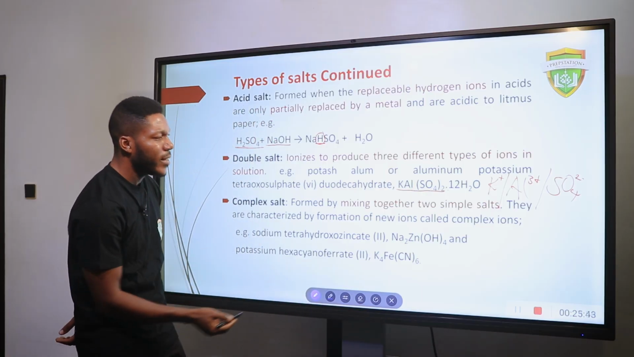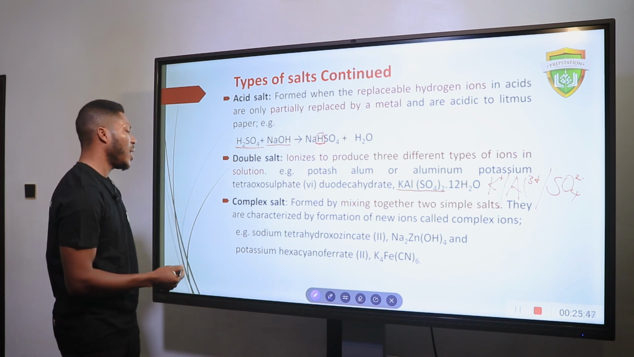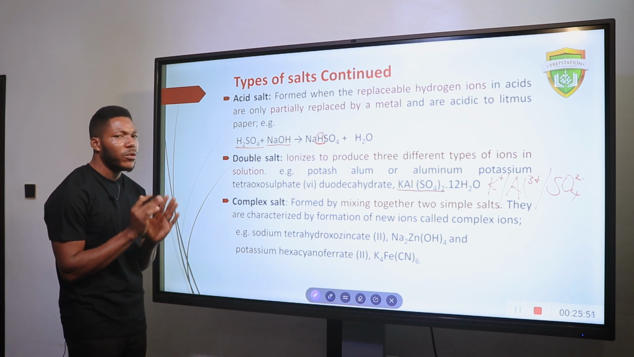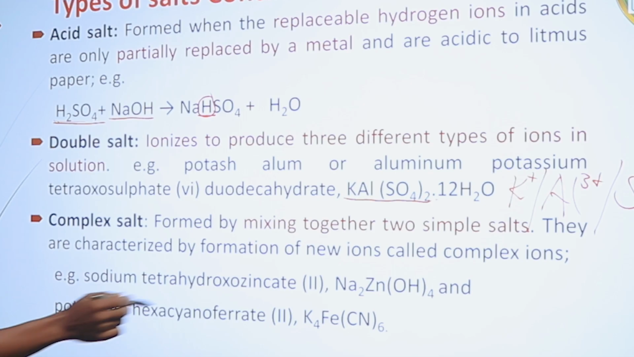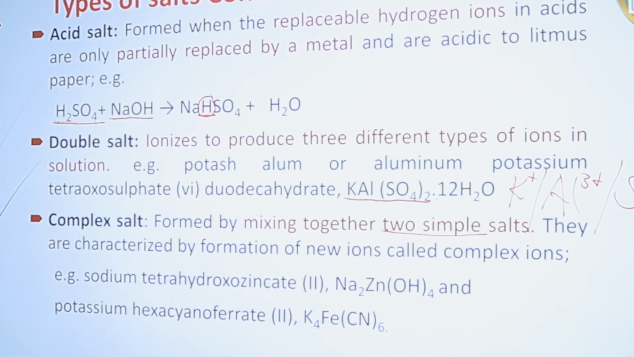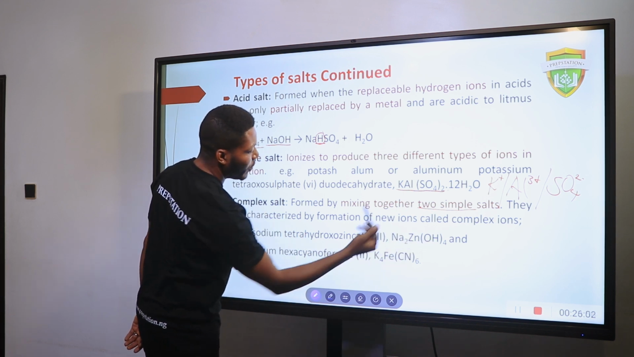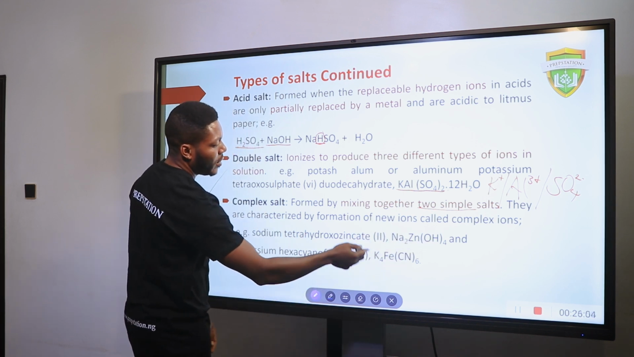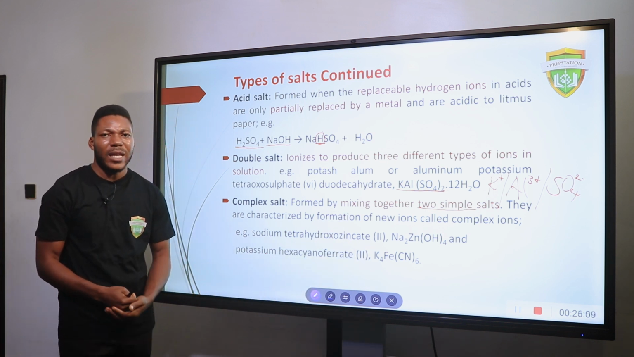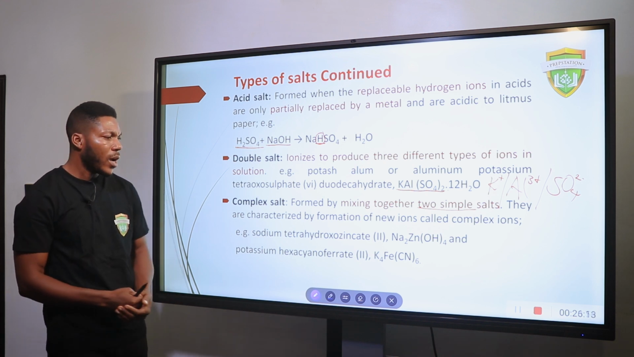Three ions are present in one compound when they dissociate in water. Then the last one is a complex salt. When you mix two simple salts together, what you have is a complex salt. For example, you have Na2Zn(OH)4, K4Fe(CN)6, and so on and so forth. So those are the five basic types of salts that we have.